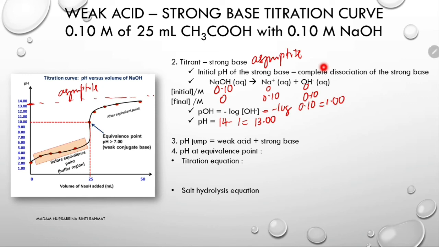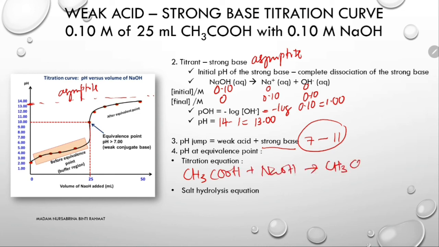Next is the pH jump. For weak acid and strong base, the pH jump is in the basic region, so it's 7 to 11. The pH at the equivalence point is in between 7 and 11, and it should be more than 7 but less than 11. The salt formed through the titration reaction is a basic salt. So how do I know it's a basic salt? We're going to do the hydrolysis equation. Before that, let's write down the titration equation to know the molecular formula of the salt formed from the reaction.